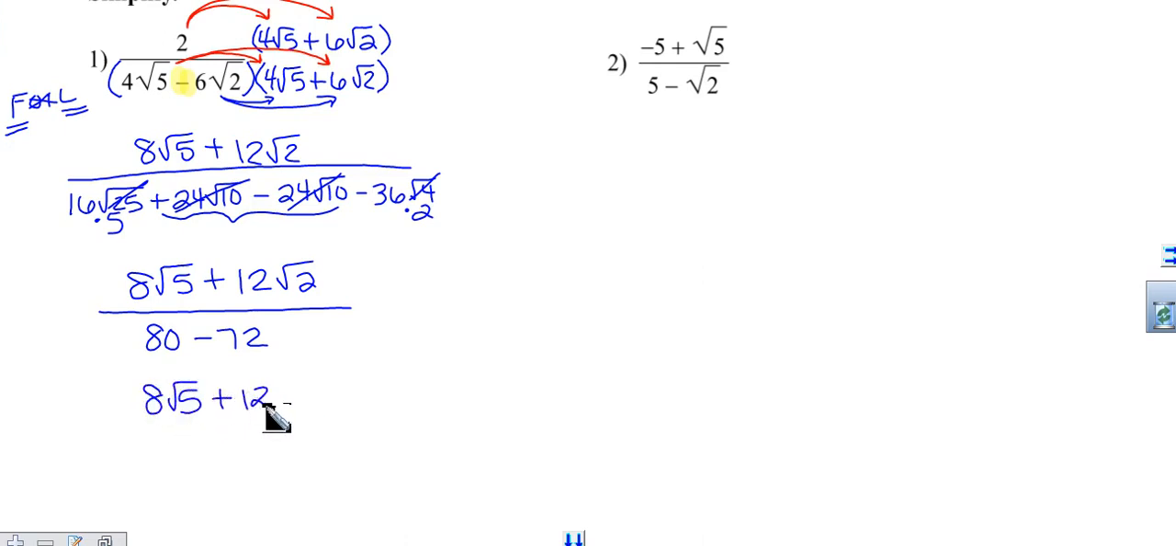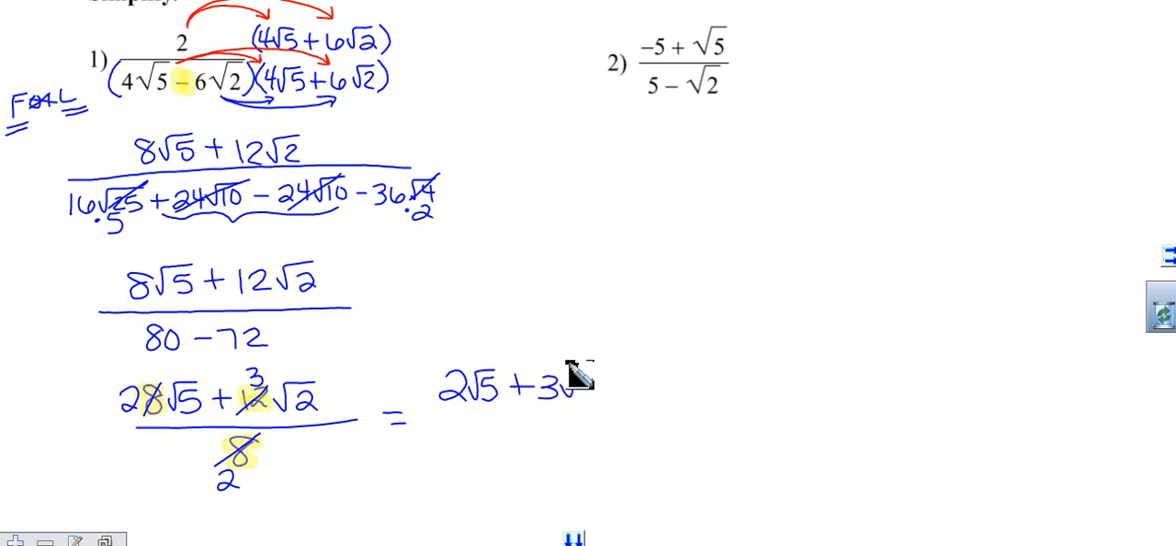Now I'm not done yet. You are allowed to reduce outside numbers if all three have something in common. In this case, all three of these are divisible by 4. If I divide 4 into 8, I will get 2. 4 into 12 is 3, and 4 into 8 is 2. So my final answer is 2 square root of 5 plus 3 square root of 2 over 2.